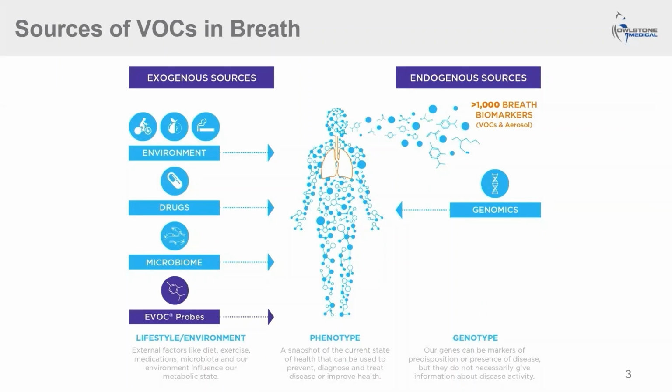The origins of volatile metabolites on breath are diverse and can reflect a variety of factors. VOCs may originate from endogenous sources where they reflect metabolic and disease processes in the body, some of which are influenced by our genotype. VOCs also originate from exogenous sources, molecules that are ingested through our diet or from environmental exposure, medications we may be taking, and even the microbiome from our gut and airways.